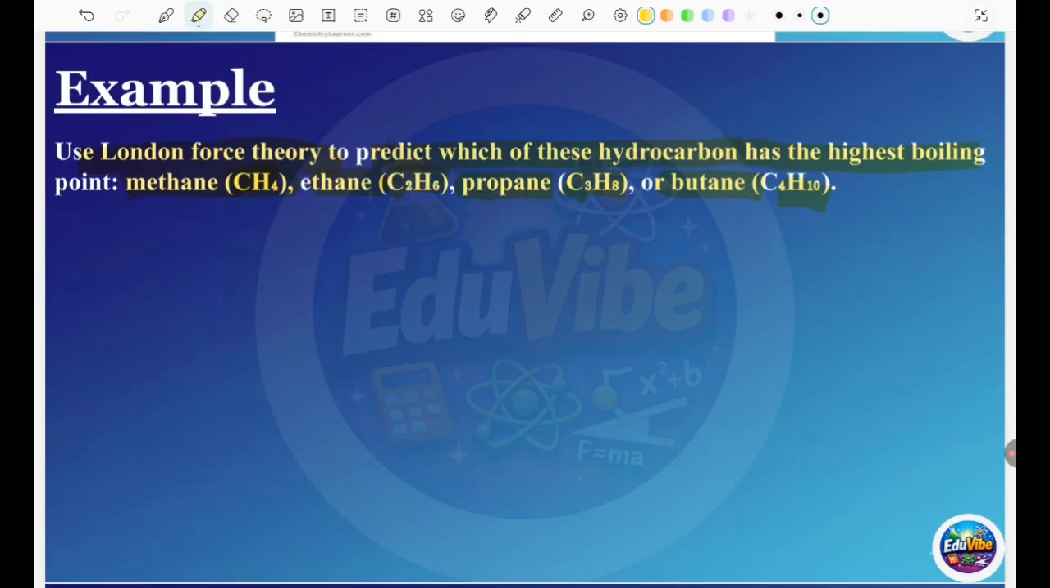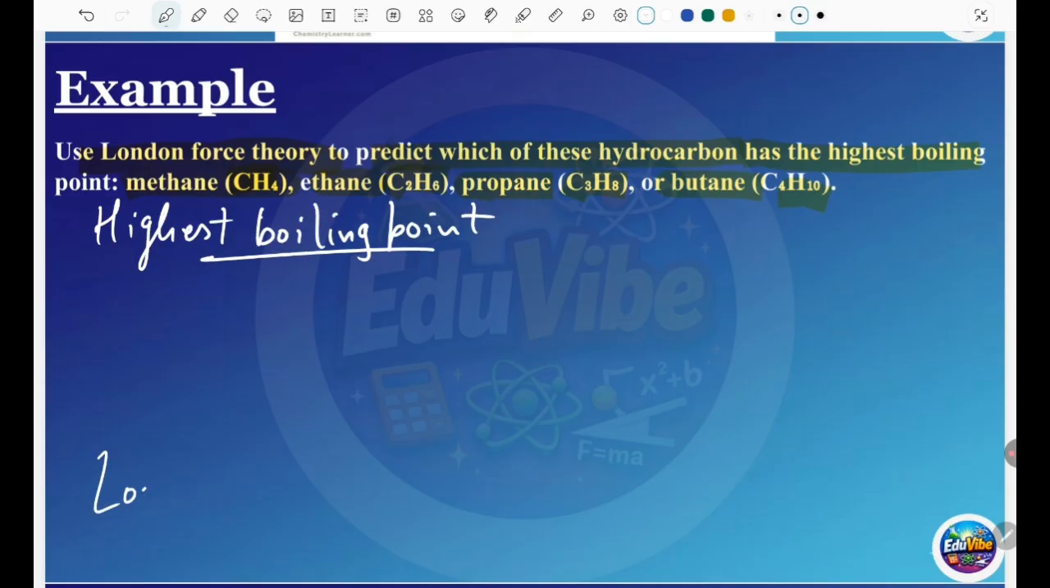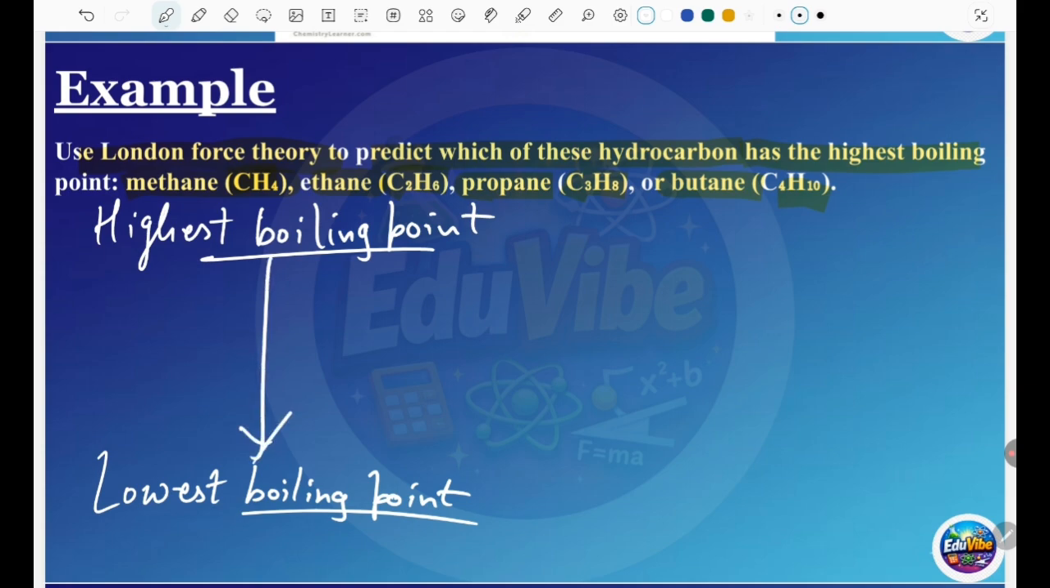I want to tell you one thing first: boiling point questions are asked very frequently. So here's one trick to find boiling points. We will do that question later, but we find the trick first. We go from the highest boiling point to the lowest boiling point.